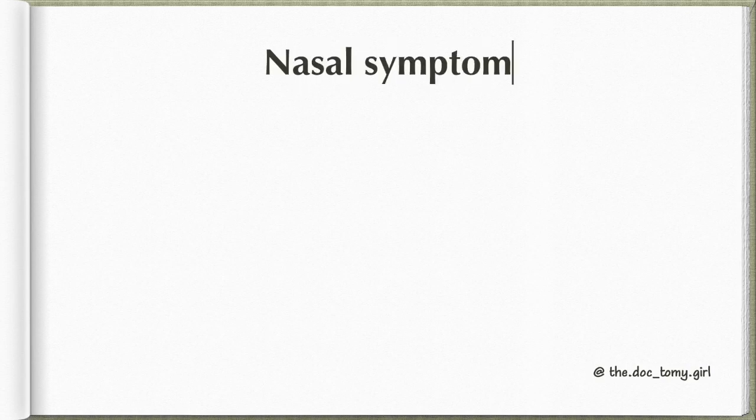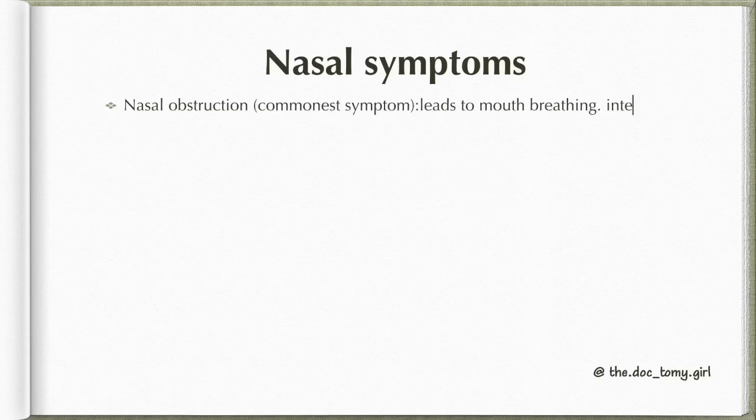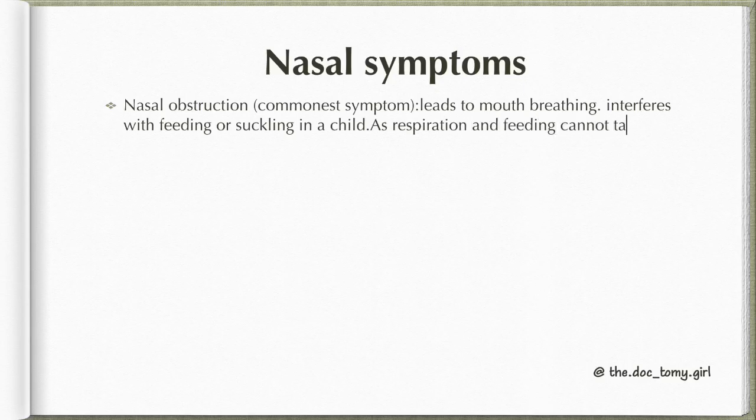Firstly, about the nasal symptoms. Nasal obstruction is the commonest symptom present in case of adenoid enlargement. This leads to mouth breathing. Nasal obstruction also interferes with feeding or suckling in a child. As respiration and feeding cannot take place simultaneously, a child with adenoid enlargement fails to thrive.